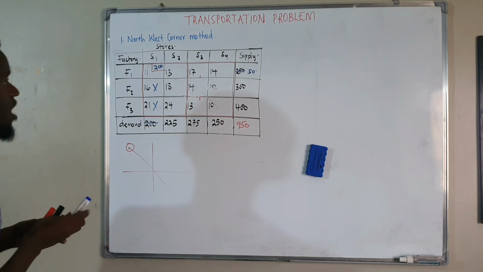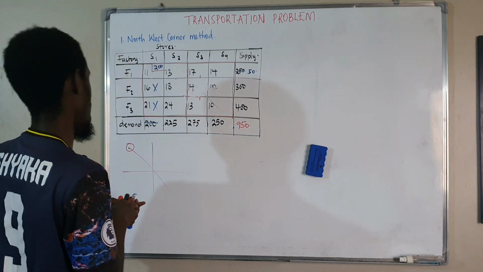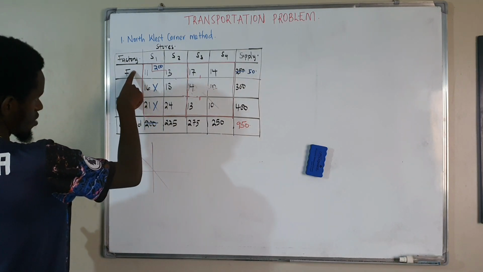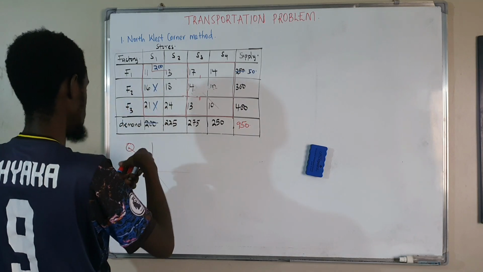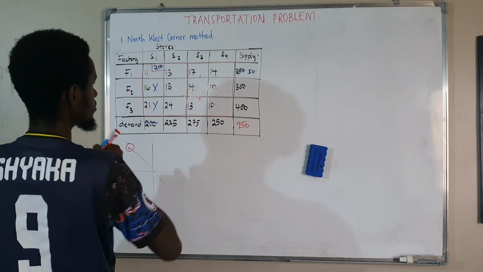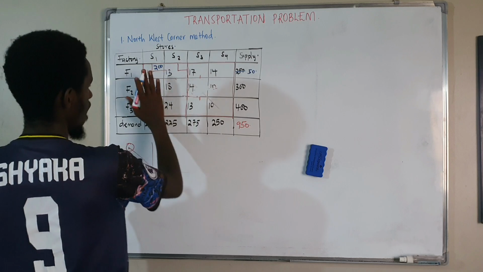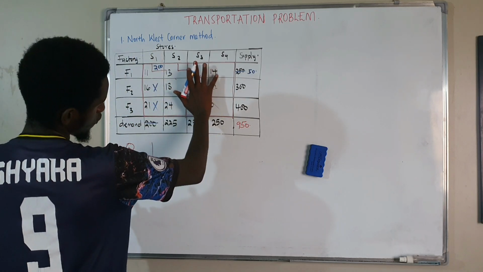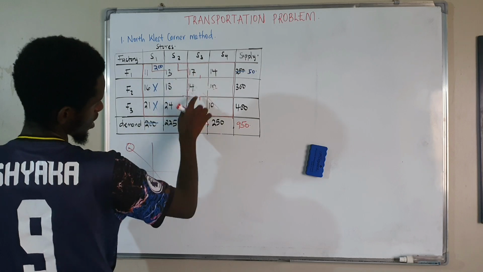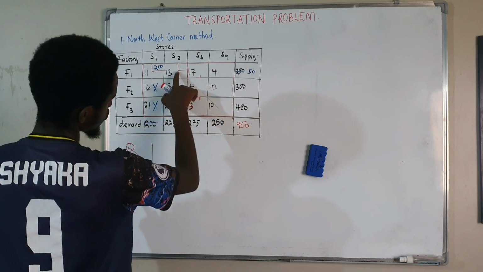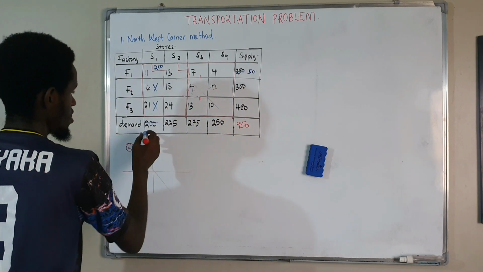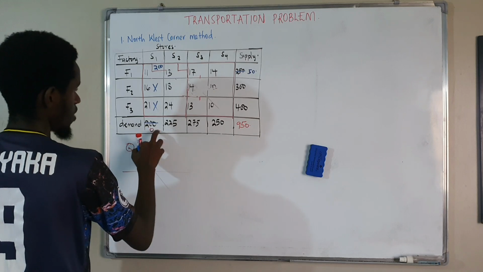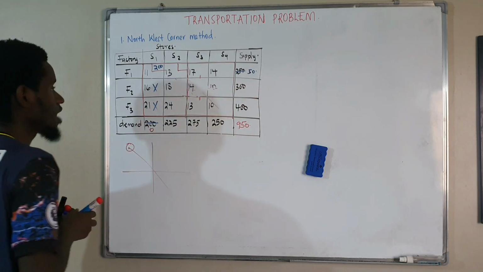Remember, I'm looking at factory 1 supplying. We've said that this is my next northwest corner. Because I have killed off this column, I'm left with only 9 boxes. For these 9 boxes, this is going to be my northwest corner. Here you see that I'm going to be left with 0 here. Then here I have 50.